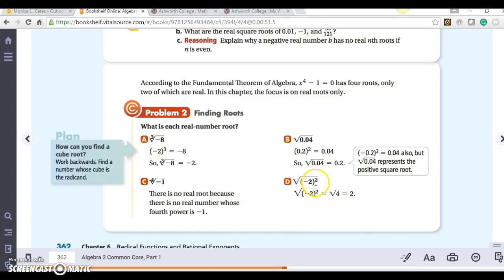And then we have the square root of -2 squared. Well, we know that -2 squared is really 4, and the square root of 4 is 2. And again, we also know that we can have -2 as a solution also, but this time we're only looking for the positive square root.